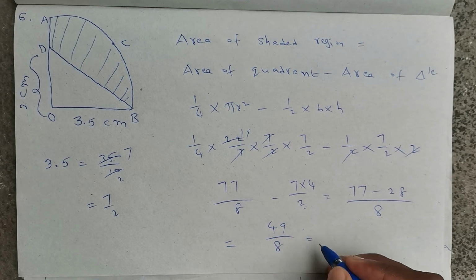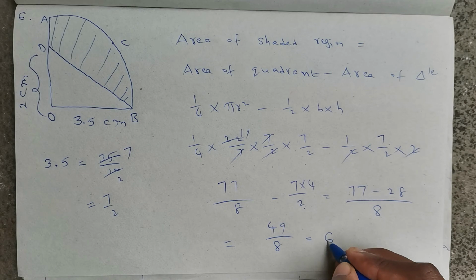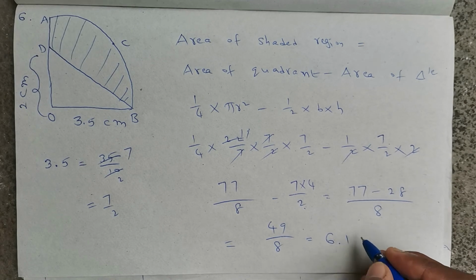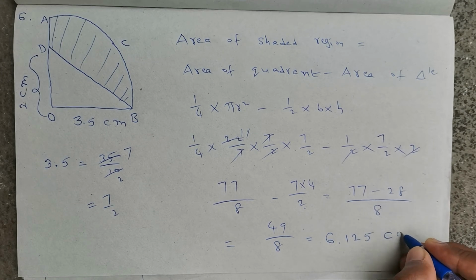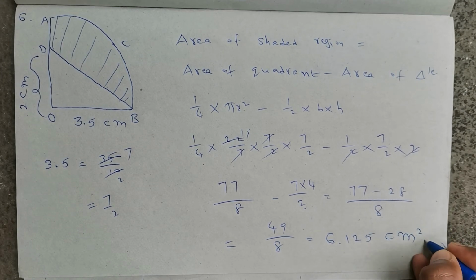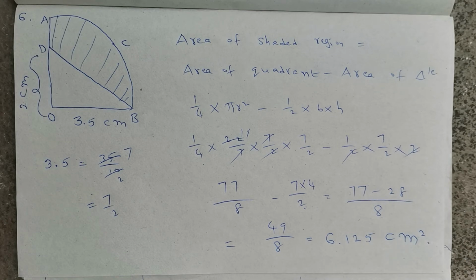So 49 divided by 8 is nothing but 8 6s are 48, 8 1s are 8, 2s are 16, 6.125. All the measurements are in centimeters, so this will become centimeter square. So the area of the shaded region or shaded part is 6.125 centimeter square.